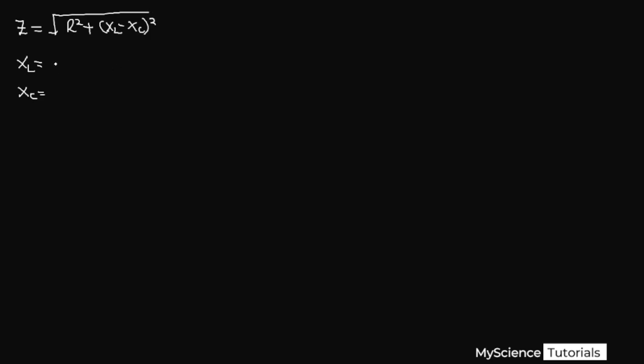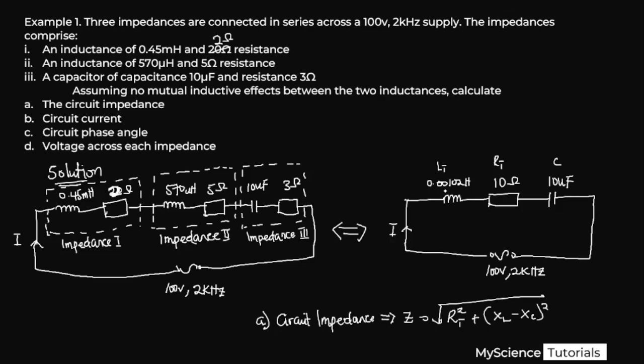So what is XL? XL is the inductive reactance, so it is given mathematically as 2 pi FL. This is equal to 2 pi multiplied by the frequency, which was given to us to be 2000, so we have 2 times 10 raised to the power 3, then multiplied by the inductance of the inductor, which is the LT, L total that we saw earlier on. We said that is equal to 0.00102. Now if we compute everything here into our calculator, our total inductive reactance is going to be equal to 12.82 ohms.